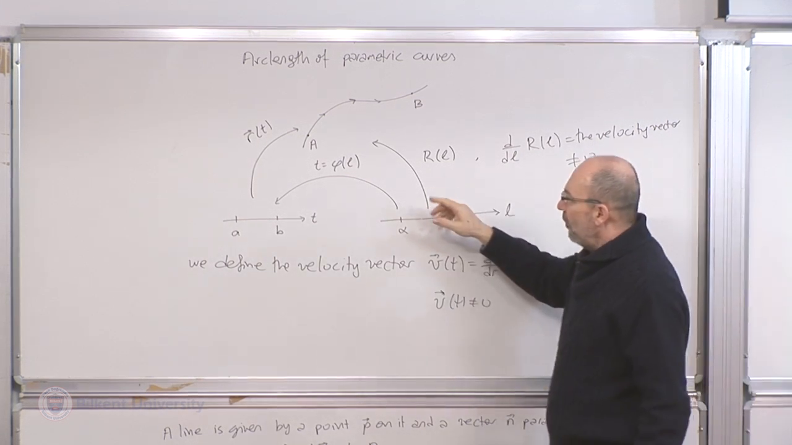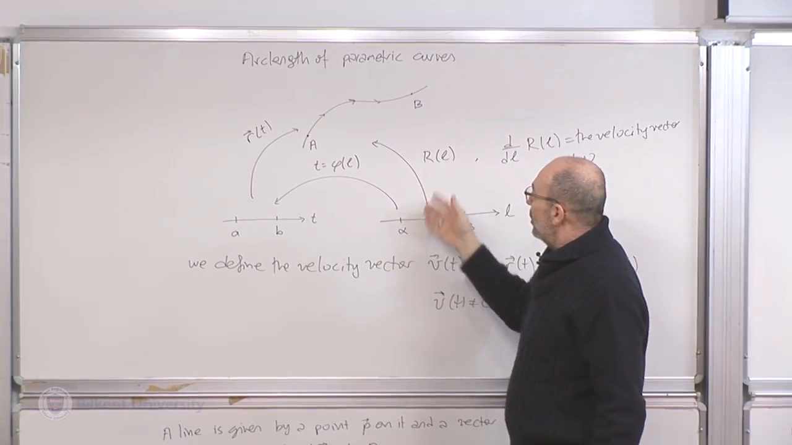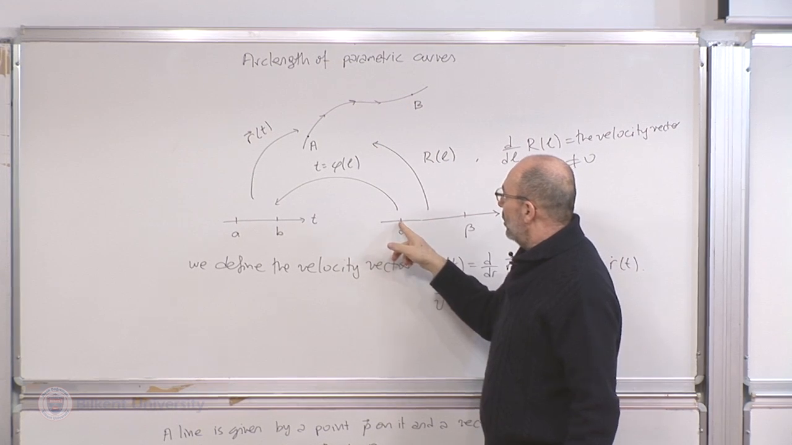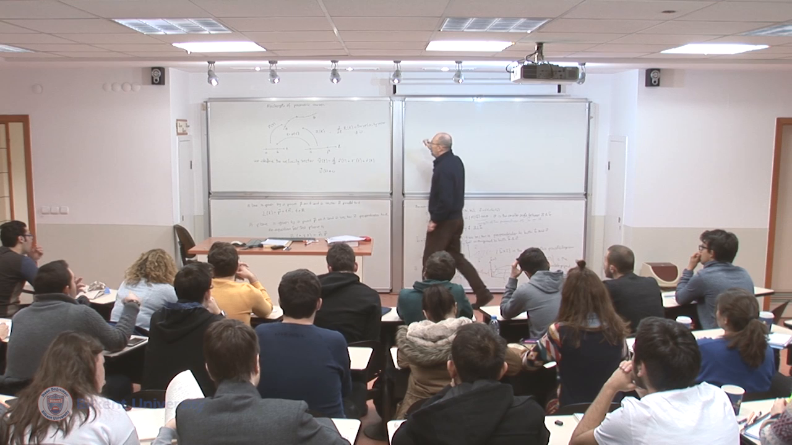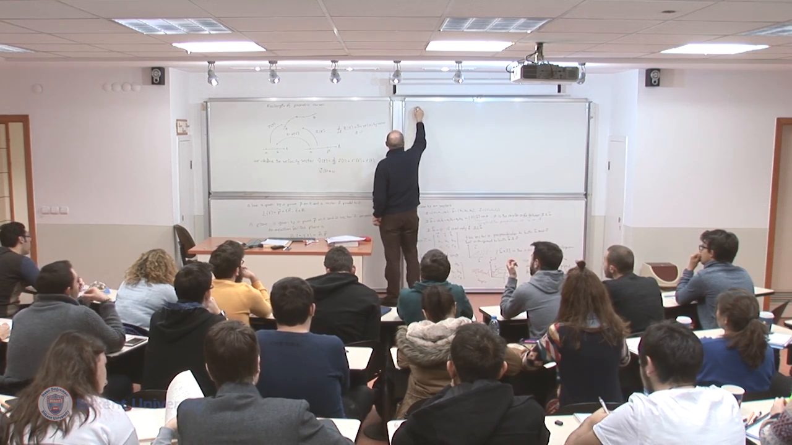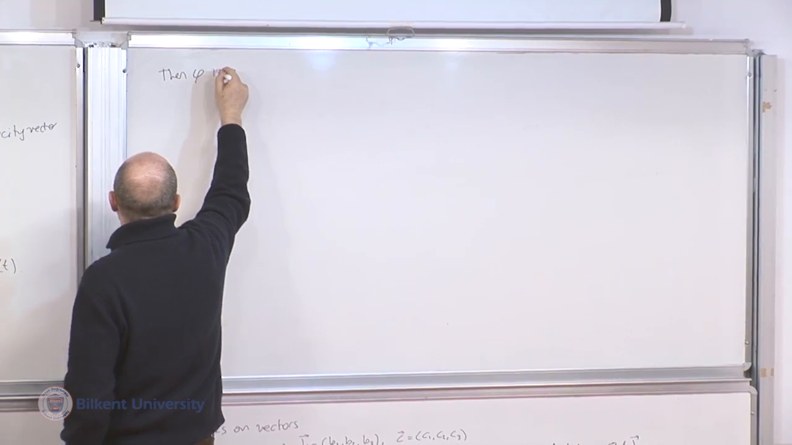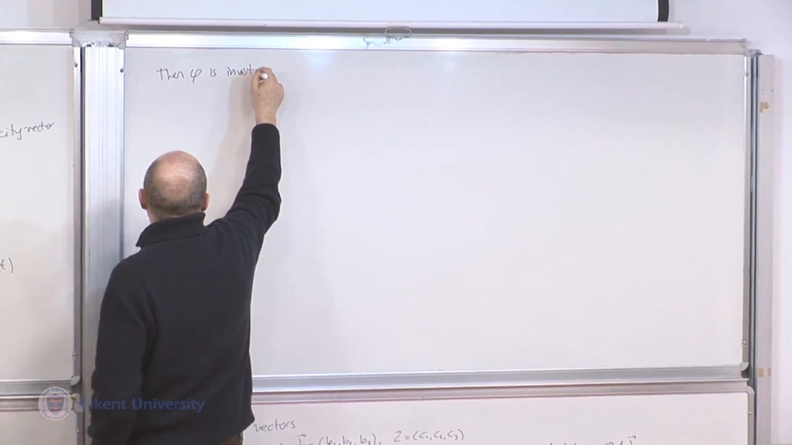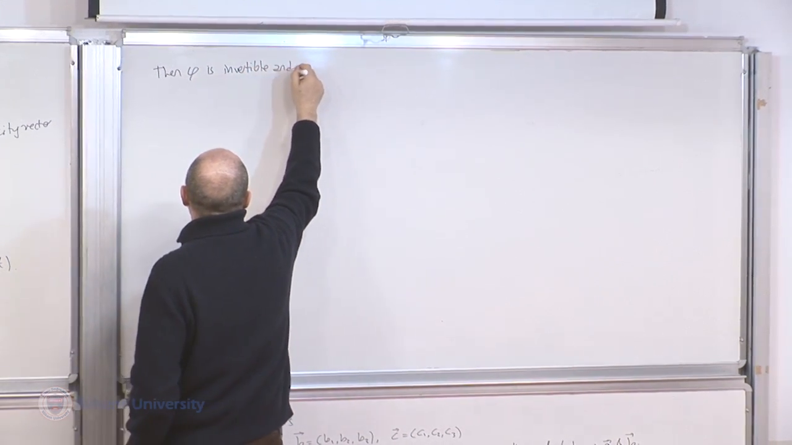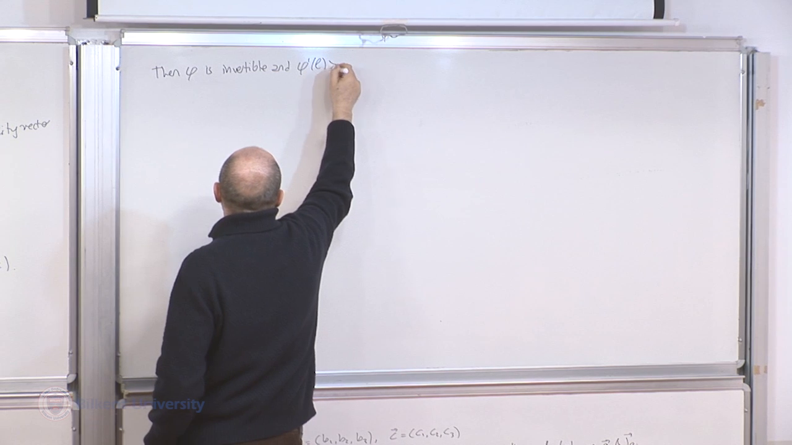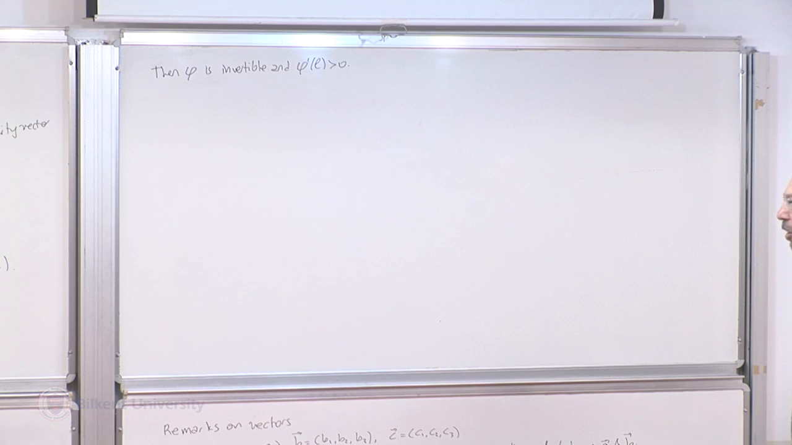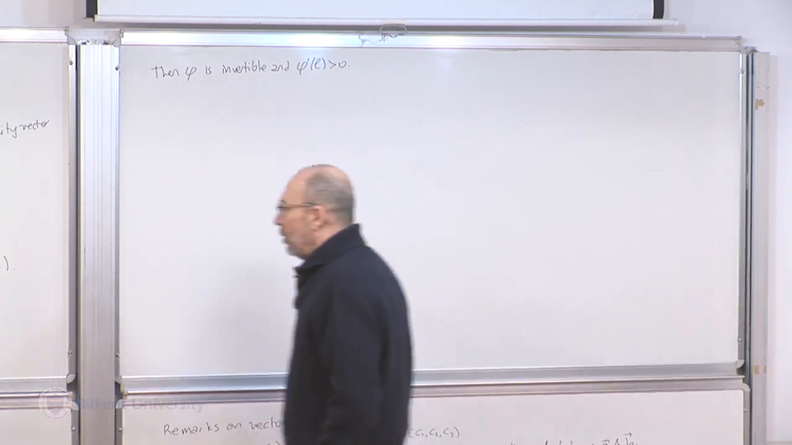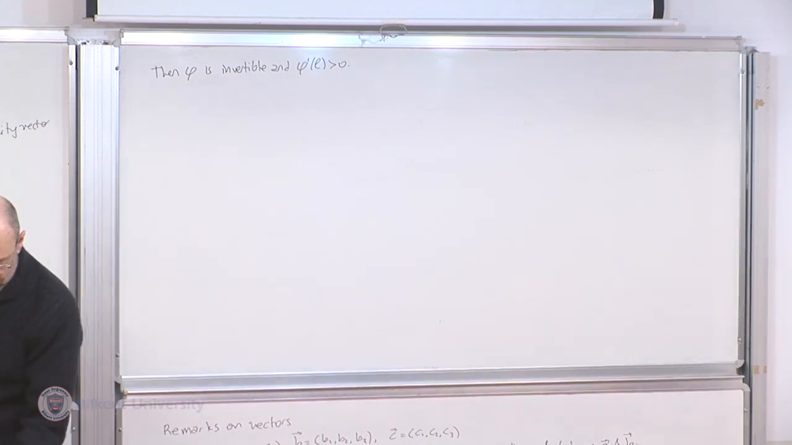And again, we have the usual assumption that this doesn't go backwards. This also takes alpha to this point. Okay, so everything as expected. So under these conditions, phi is invertible and phi prime L is positive. Okay, because it's increasing, it's never going back. So this is the setup for parametrization.